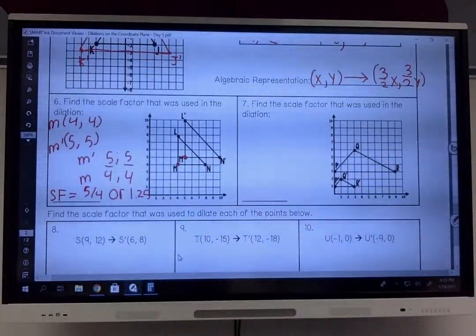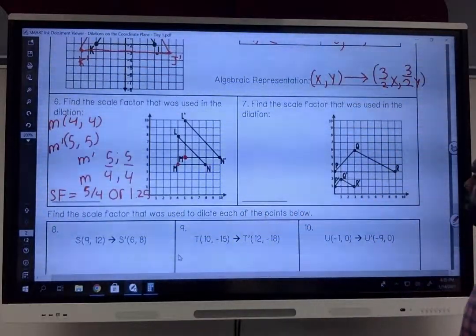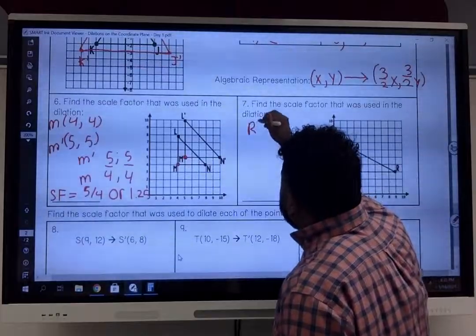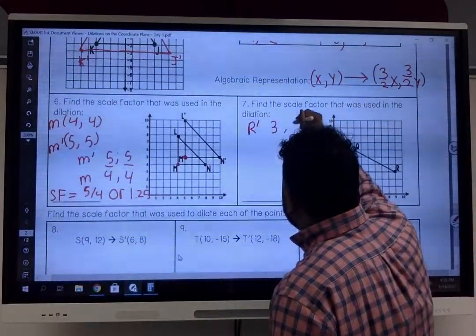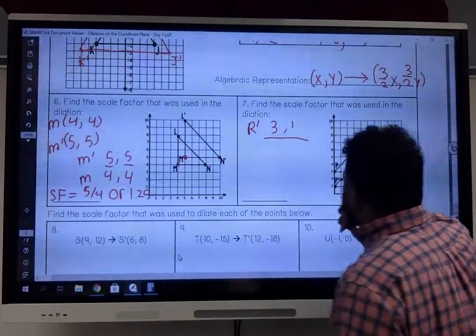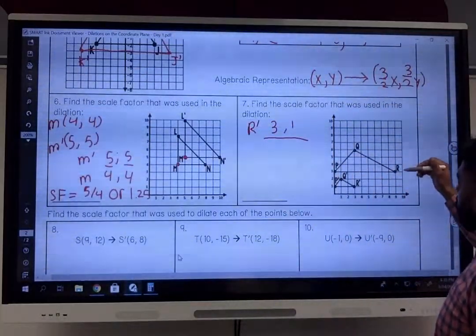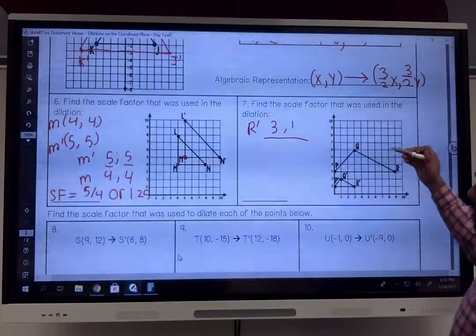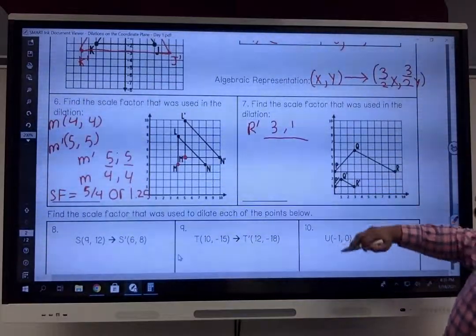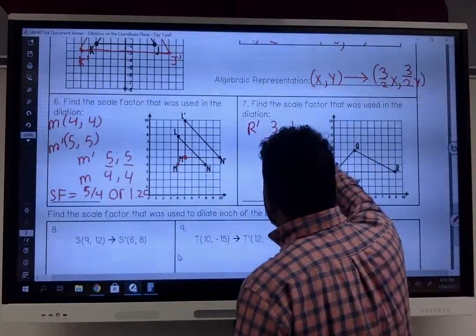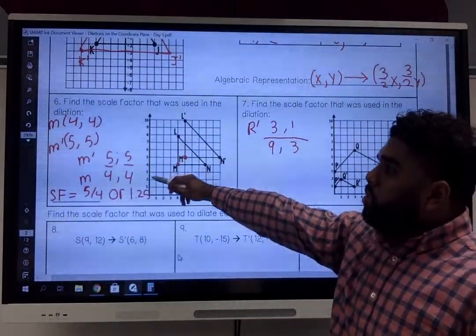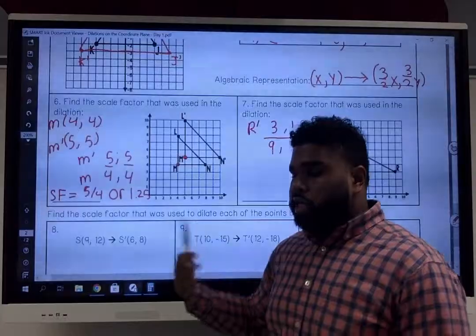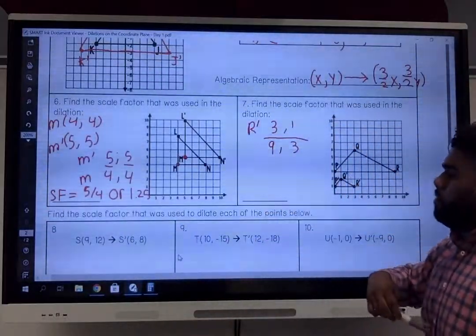Okay, the scale factor for question 7, let's take a look at R. New R prime is at 3, 1. Let's divide that by its old point R, which was at 9, 3. In question 6 they were both the same numbers, which is convenient, but over here it's a little bit different.